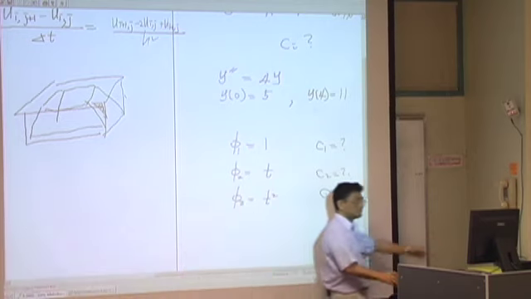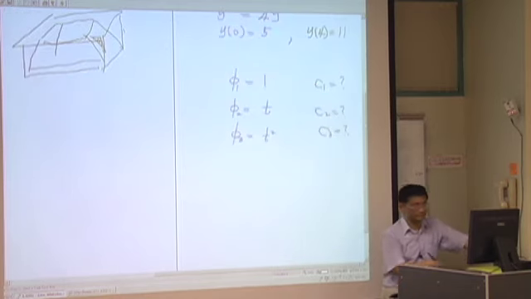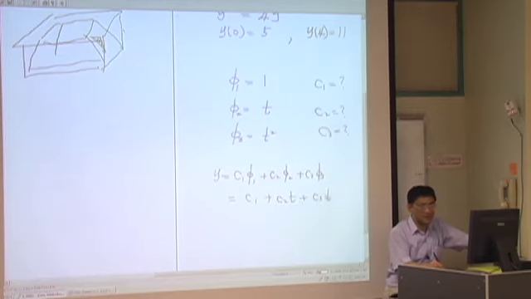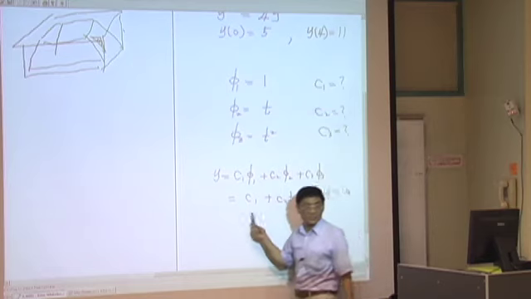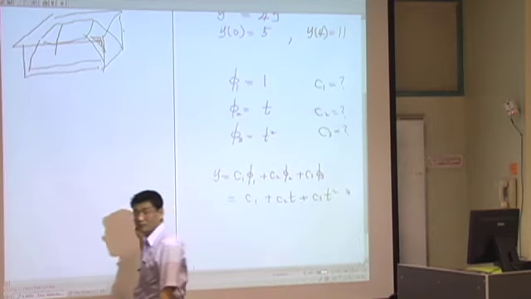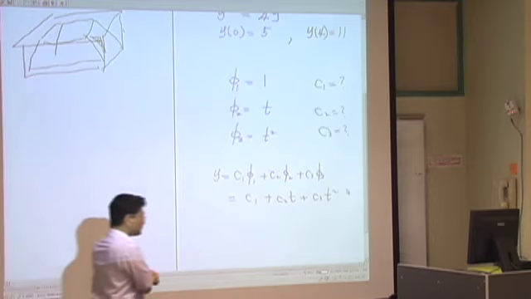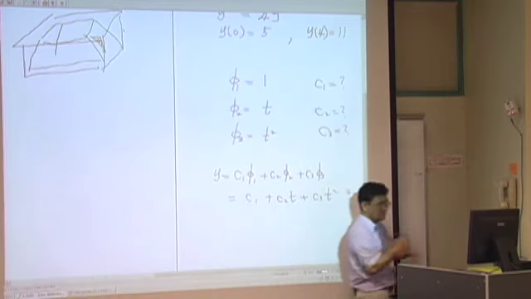Then let's say the solution is equal to C1 phi 1 plus C2 phi 2 plus C3 phi 3. But because we use polynomials, it looks like this. And as you can see, it looks like the power series solution in differential equations, right? So let's plug in.